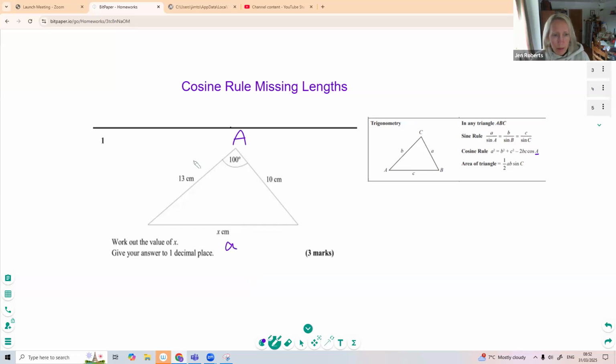Your B and your C don't really matter, as I'm not going to be labelling. If I did have this angle, I would label it big B. But seeing as I don't have any of the other angles, the B and C don't really matter. Okay, so here is the cosine rule missing length formula.